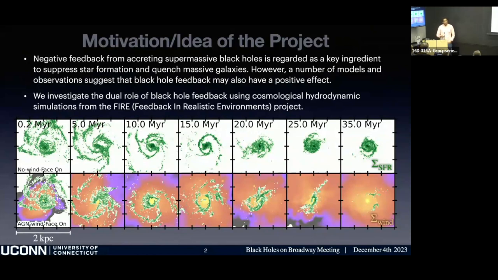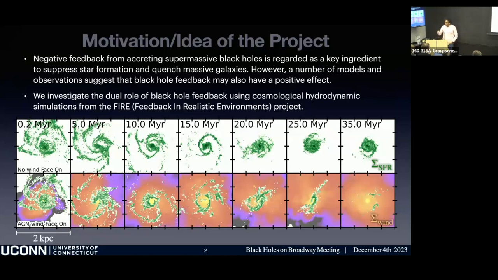However, in the past decade or so, there have been some observations as well as models that propose positive AGN feedback. So instead of quenching massive galaxies and shutting down star formation, you're actually triggering star formation by compressing gas to higher densities. So we further study this dual role of AGN feedback using the FIRE simulations, which stands for Feedback In Realistic Environments, with a massive galaxy at redshift 2. We have a suite of simulations where we introduce AGN feedback in the form of winds with a new wind particle spawning technique.